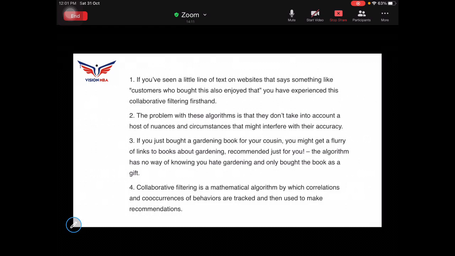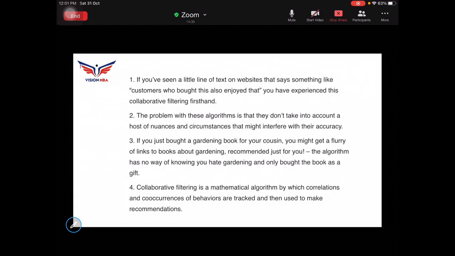If you just bought a gardening book for your cousin, you might get a flurry of links to books about gardening recommended just for you. The algorithm has no way of knowing you hate gardening and only bought the book as a gift. Now, you are getting an idea about artificial intelligence, about the algorithm, or about something that cannot judge whether you like it or not, but will just tell you how things must be done.